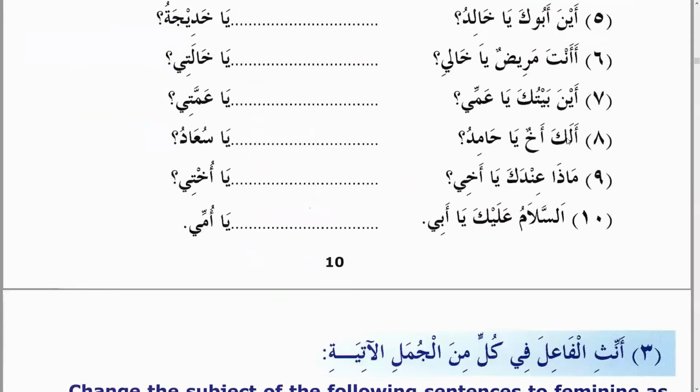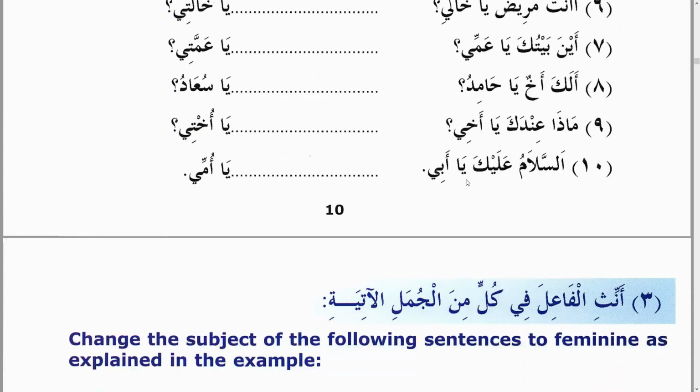Similarly, we have three more. Alaka akhun ya Hamidun? Do you have a brother? We say Alaki akhun ya Su'adu. Not ukhtun, it's akhun itself. Do you have a brother, oh Su'ad? Mada indaka ya akhi? What do you have, oh my brother? Mada indaki ya ukhti? What do you have, oh sister? You could have anything.